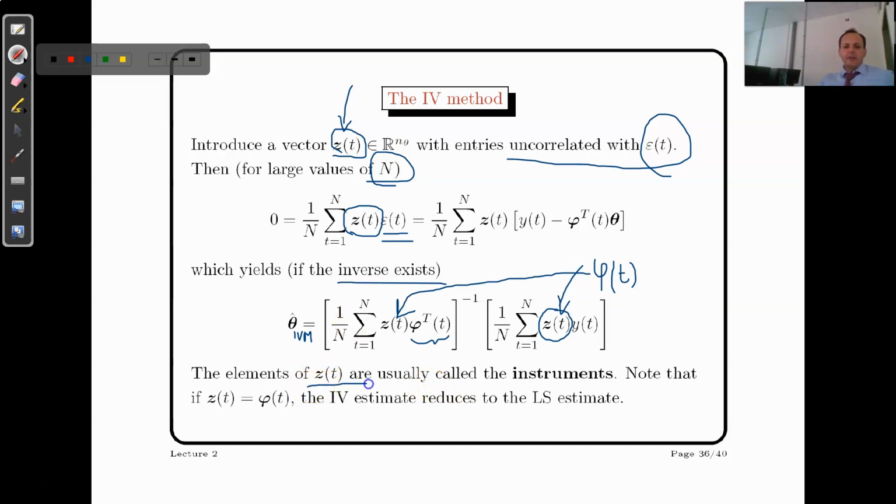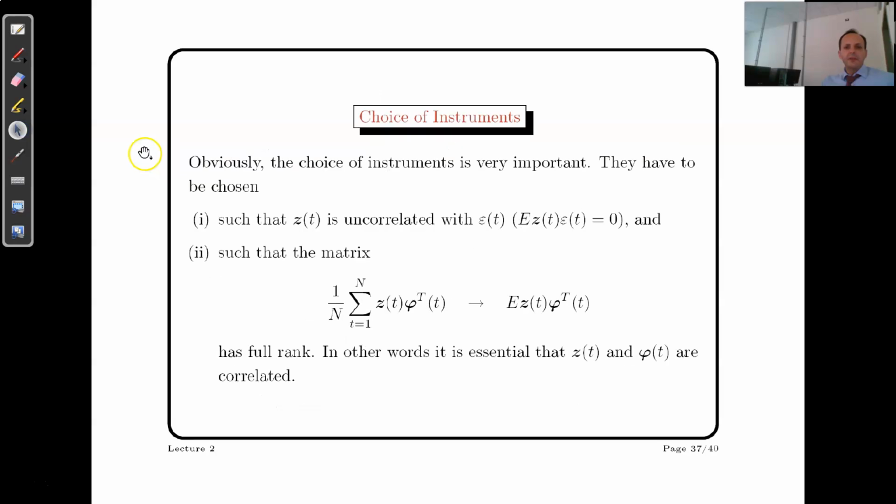So the elements of Z are usually called instruments. Of course, note that if Z is equal to phi, the IV estimate is trivial, it is the same as the least square. Of course, you cannot do it because Z would be correlated with epsilon. So this is the question of the choice, how we choose the instruments. Of course, this is something that is automatically done in MATLAB, Simulink, so you don't need to do it.